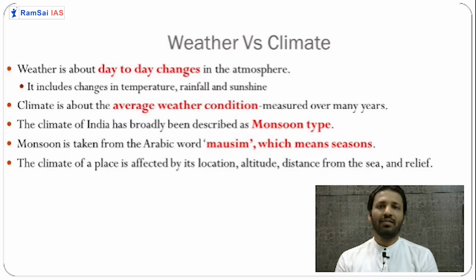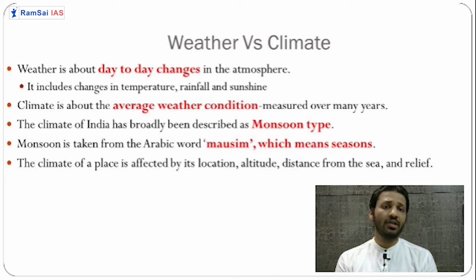We have seen that weather and climate depend upon time. The same thing we call weather in one case and climate in another. So weather is a short-term phenomenon. For example, day-to-day changes in temperature, day-to-day changes in humidity, and day-to-day changes in the way air flows. We call it weather.